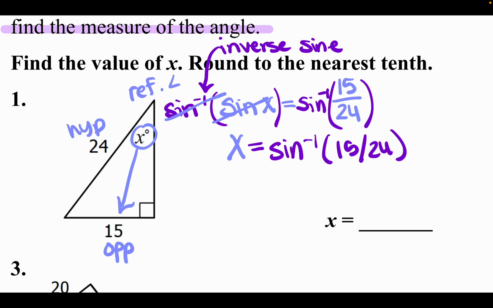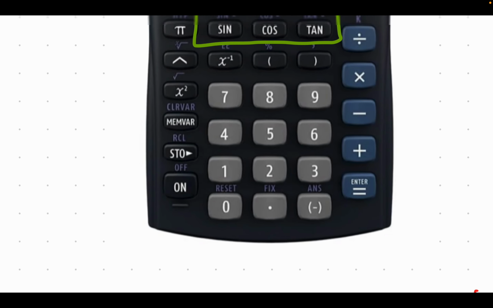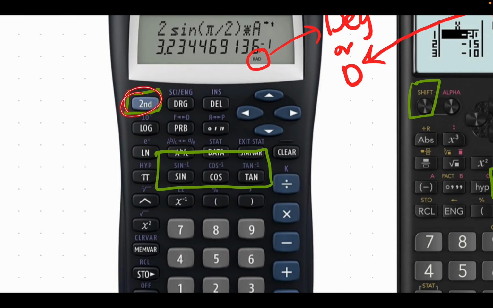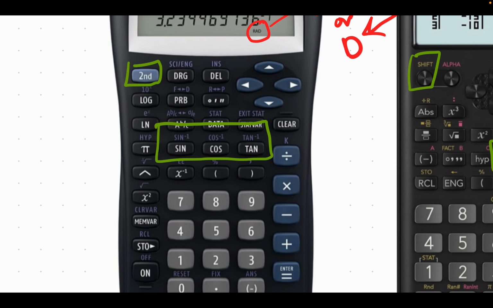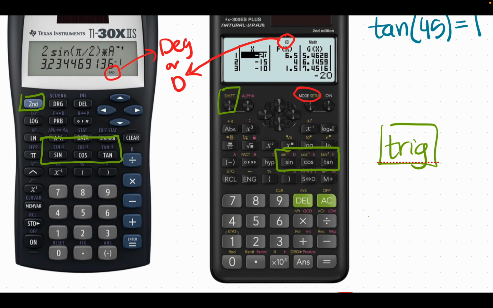So in your calculator, you're going to hit second, sine inverse, and then you're going to do 15 divided by 24. Or on this side, you'll hit shift, the sine button, that gets you the sine inverse. And on this calculator, you can actually use the fraction button if you want, 15 on the top, 24 on the bottom. Or you can just do 15 divided by 24.